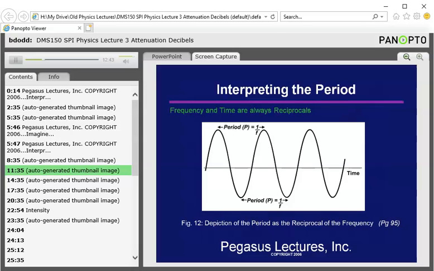And absorption increases proportional to the frequency. So the higher frequency you use, the more absorption you have. We'll save that for next week. We'll get really into what happens with absorption next week.